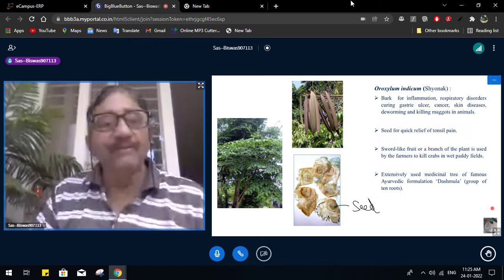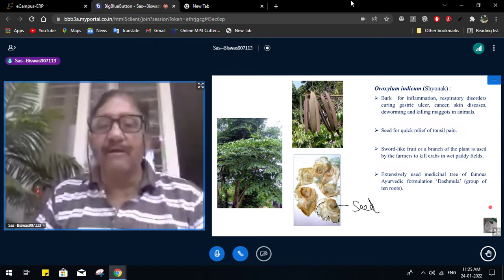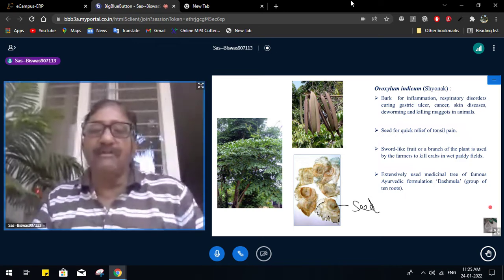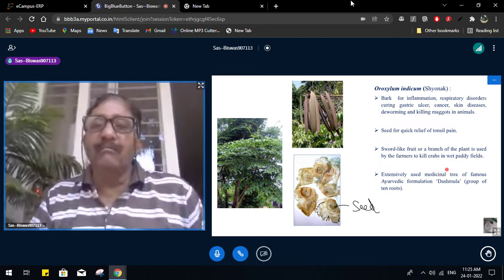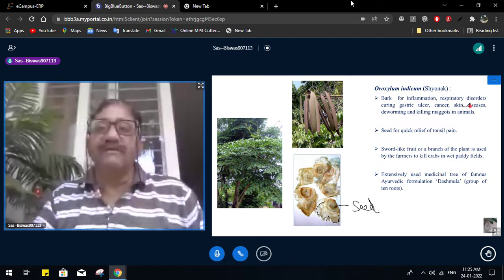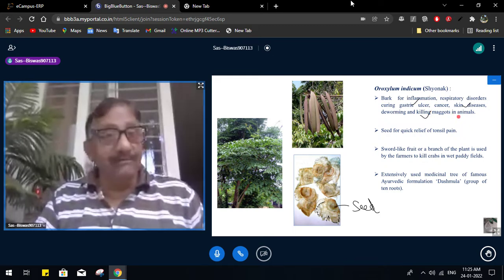And it has got the medicinally important plant, that's mula that I told, but it has got even in skin diseases, gastric ulcer, deworming, killing maggots in animals.